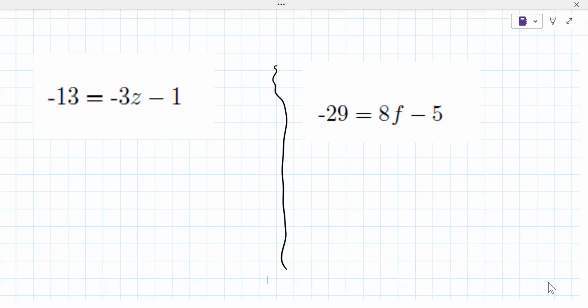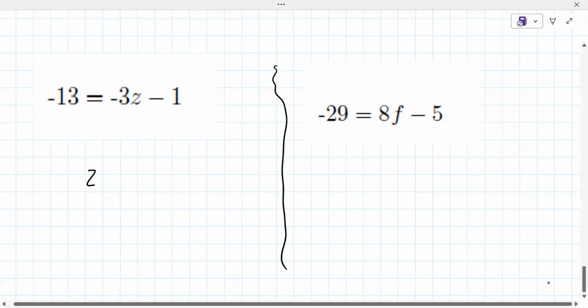1 is -10 and 2 is -37. So give me your answer. Answer the first one more time. -10. So you want to say z equals -10. That's how to properly present your answer. And what's the second one? F equals -37. Is that your final answer? Okay. These are both incorrect.